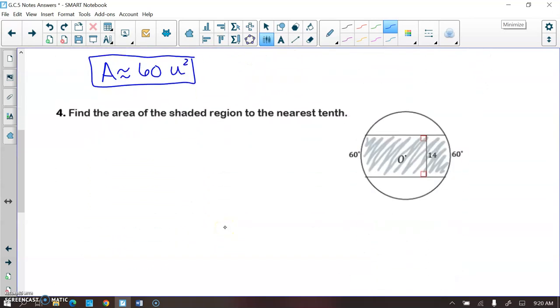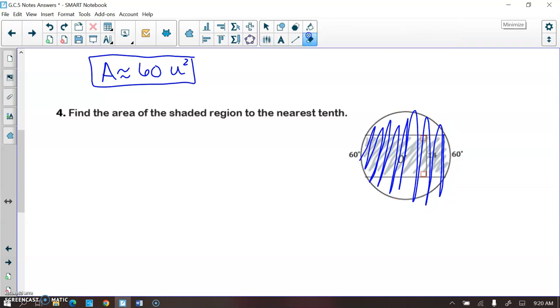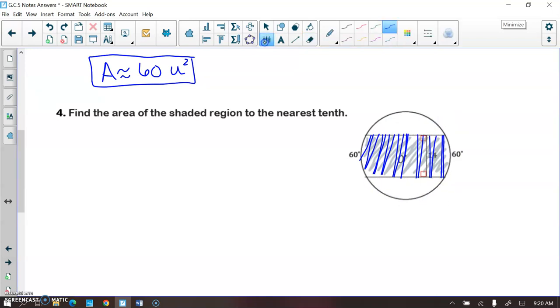Okay, so on to the next one. This one's a little bit tricky. So what we're going to do to find the area of this is we're actually going to find the area of my full circle, and I'm going to subtract the area of this segment and this segment, which are going to be equal segments because those arc degrees are equal. So let's find the area of the full circle first. Actually, we can't. We need to find the radius. And how we're going to find the radius is we are going to use this triangle here.